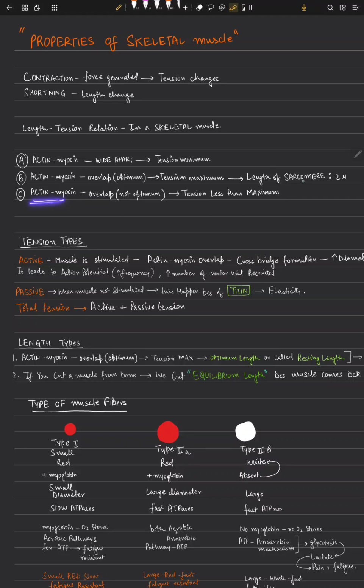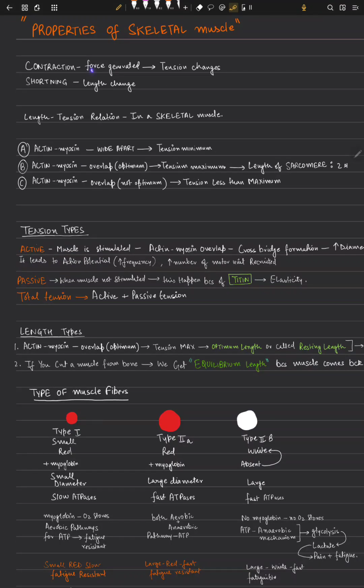Actin myosin, what is sarcomere? Sarcomere is this functional unit, one functional unit of a skeletal muscle between two Z lines. What is actin myosin? Actin myosin are these filaments. Cool. So actin myosin overlap is happening, but this is not optimum, so the tension is less than maximum. Cool. What about tension types? What is tension? Tension is the force generated. Cool. So active tension, passive tension, and total tension.